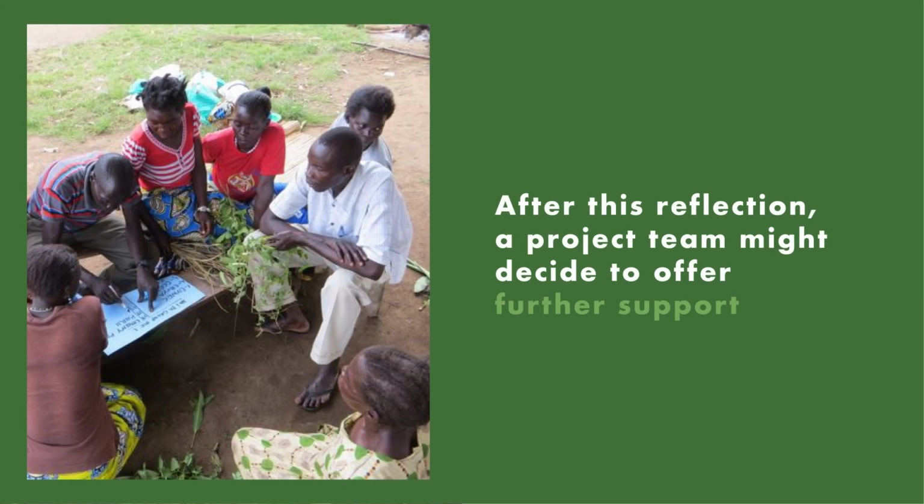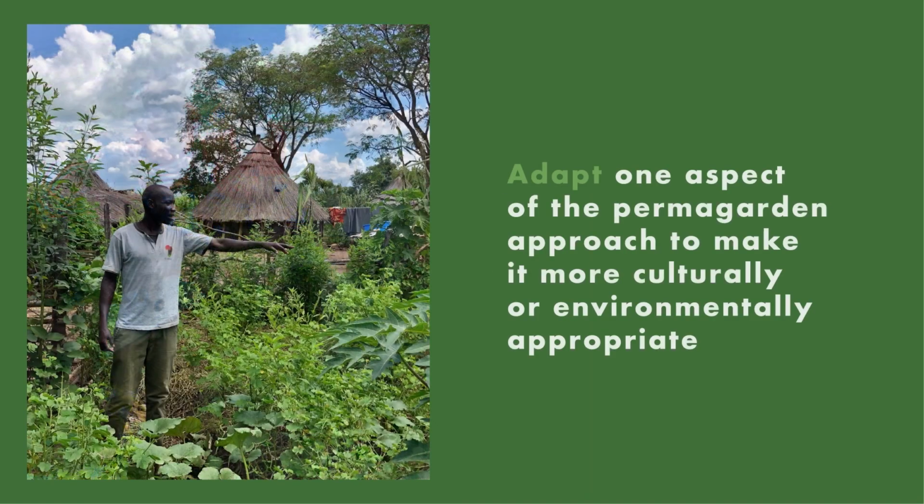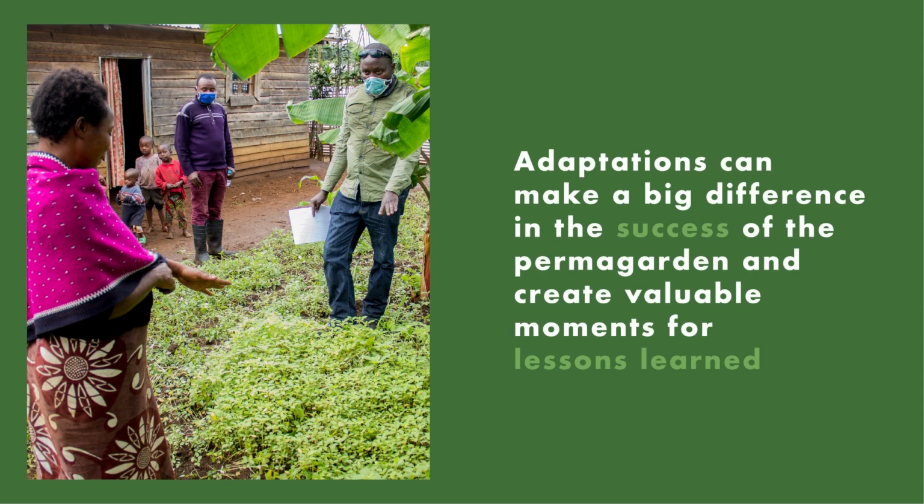After this reflection, a project team might decide to offer further support to the trainers, project partners, or households in the form of another training. Or the team might decide to adapt one aspect of the Permagarden approach to make it more culturally or environmentally appropriate. These adaptations along the way can make a big difference in the overall success of the permagarden activities and create valuable moments for lessons learned.